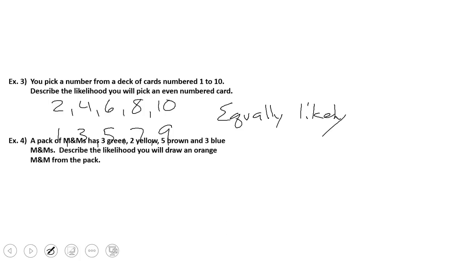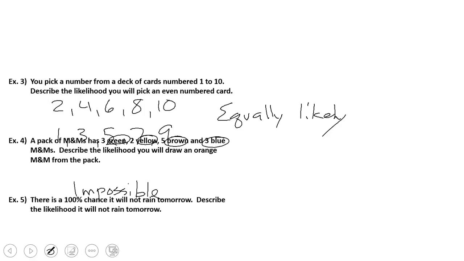Our next one. A pack of M&Ms has 3 green, 2 yellow, 5 brown, and 3 blue M&Ms, for a total of 3 plus 2 is 5, plus 5 is 10, plus 3 is 13 M&Ms. Describe the likelihood that you will draw an orange M&M from the pack. What? Orange? Wait a minute. We have green, yellow, brown, and blue. There's no orange. So what's the likelihood? Yeah, impossible. Not going to happen. You're not going to pull an orange M&M from that pack.